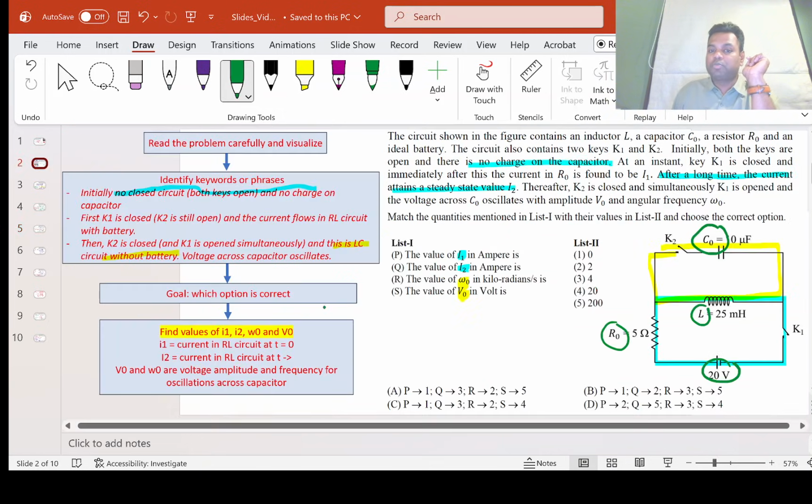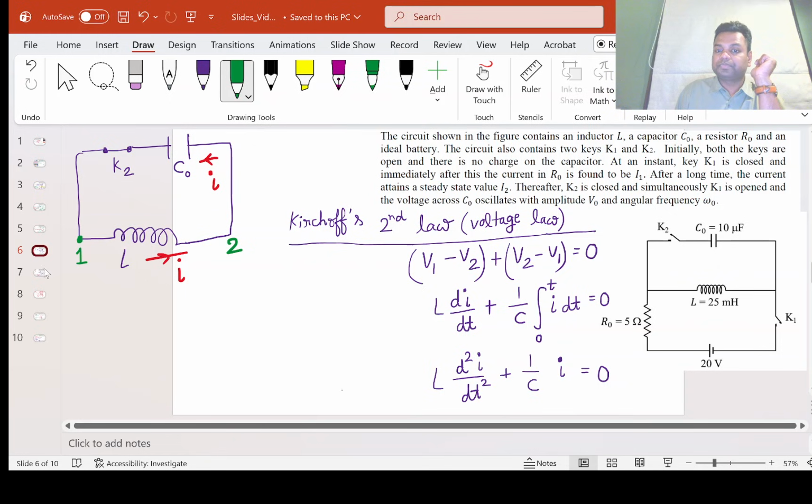So if you go back to the problem, we solved this and this. I1 is 0 and I2 is 4. Now let us solve for the LC circuit, the second part of the problem.